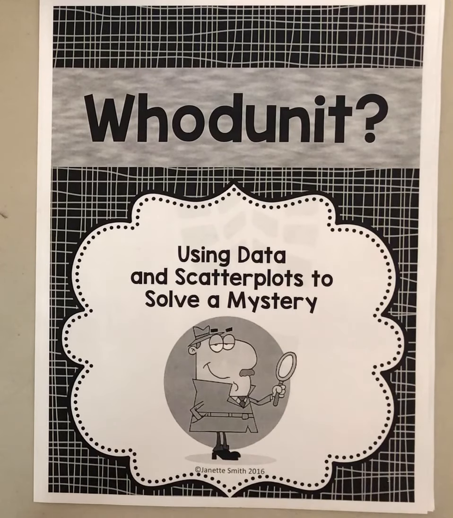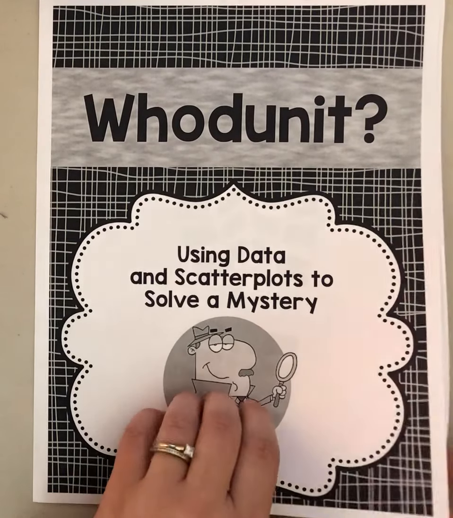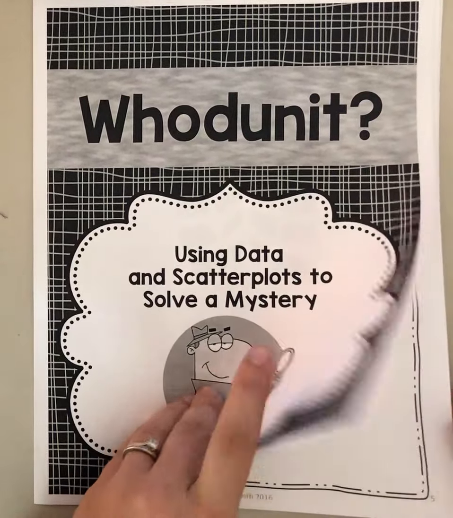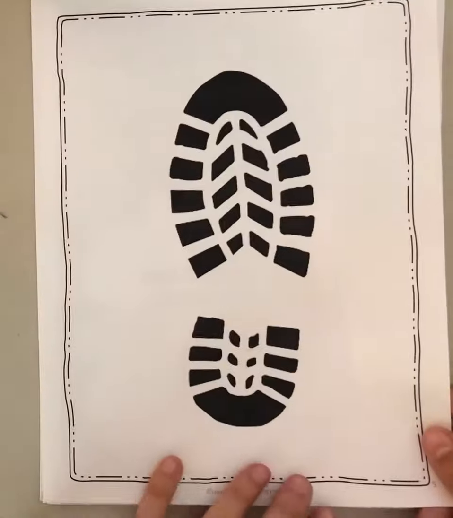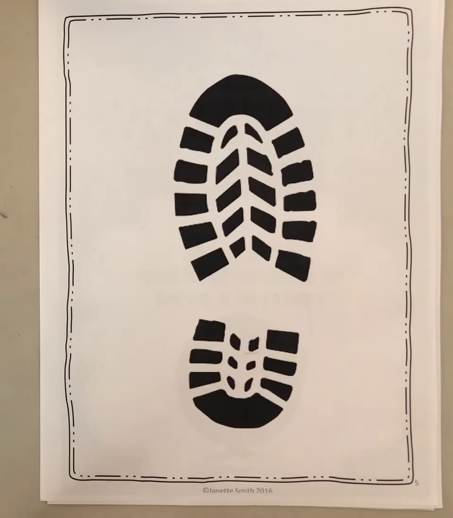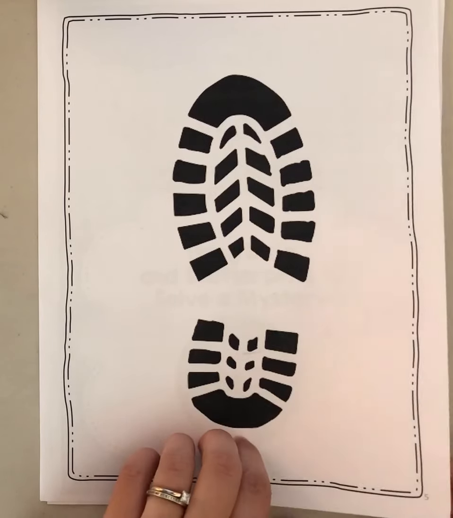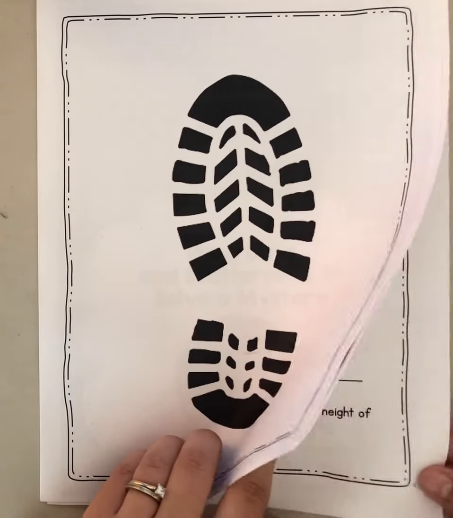So I'm going to read to you what the scenario is, and then we are going to use scatter plots and trend lines and prediction equations to catch a criminal. Okay, so the paper says, today you will take on the role of a detective to solve a murder mystery. A footprint was left at the crime scene. Let me show you the footprint. So here's a footprint. It was left at the crime scene. Several suspects are in custody, and your job is to identify the guilty party.